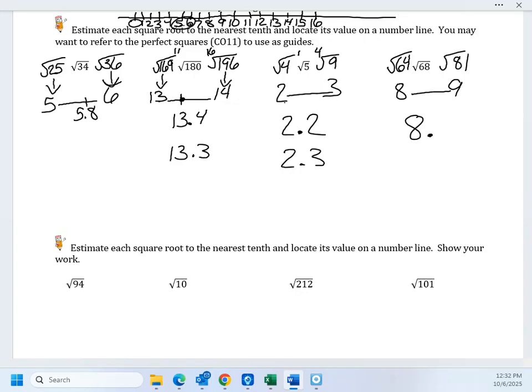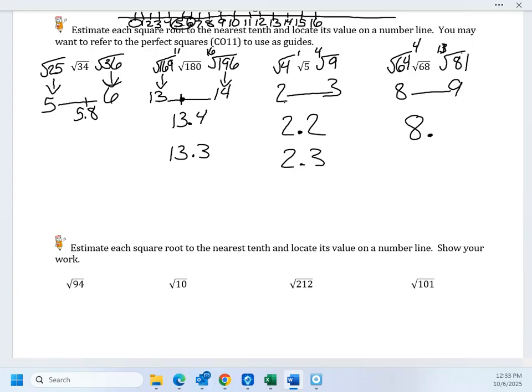What do I do next? Clara? You find out how far away, like, 64 is how far from 68? 4. And 68 is how far from 81? 13. So what does that tell us, Clara? That it's going to be closer to 8. Yeah, it's going to be closer to the 8. It's on the bottom half, because it's only 4 away from that square root of 64, but it's 13 away from 81.